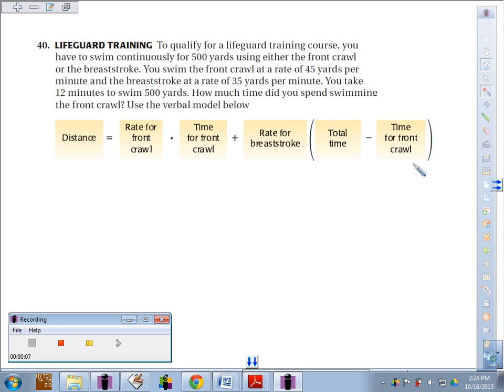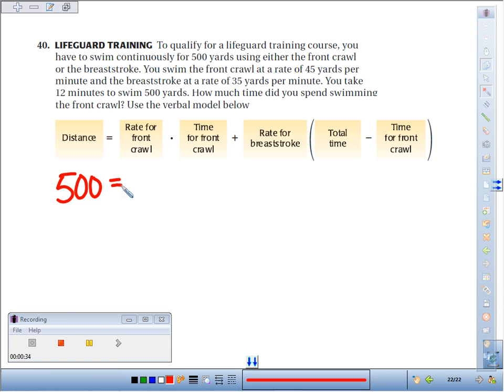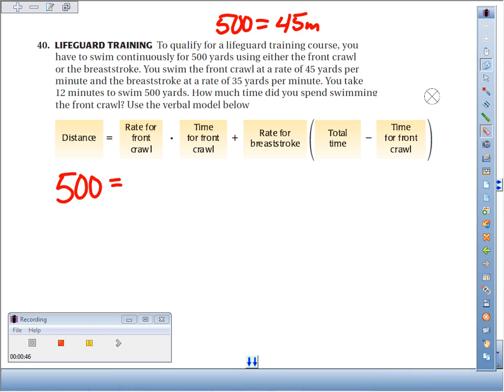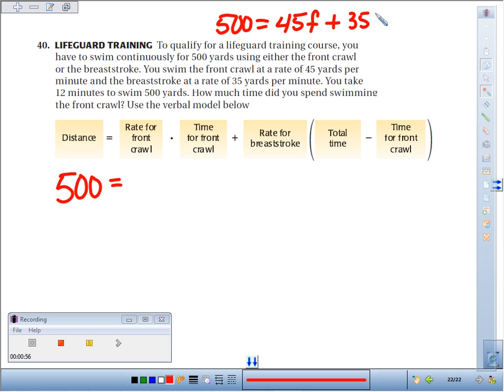It's kind of nice. They set up a little equation for us. The key is, if we're trying to figure out the front crawl, you set up this equation. You know your total distance that you went is 500 yards. And normally we could say, well, we know we got that from two pieces. We take our rate of our front crawl, which is 45 yards per minute. Maybe I'll call it F. So 45 yards times F, the number of minutes I'm on the front crawl, plus I go 35 yards per minute times the number of minutes that I do the breaststroke. But the problem is I can't solve this equation because I've got two variables.